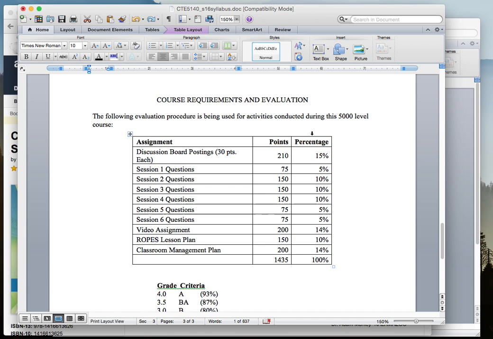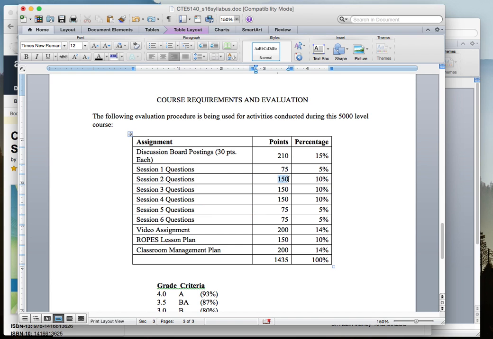Here's how you will earn your grade. So there are 1,435 potential points. You have 7 discussion board postings at 30 points each, so that's 15% of your grade, 210 points. You then have 6 session assignments that have questions related to the text that you're required to read.